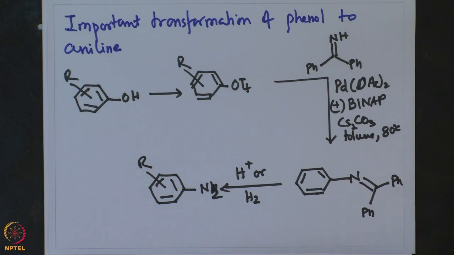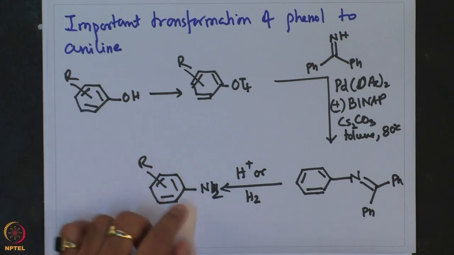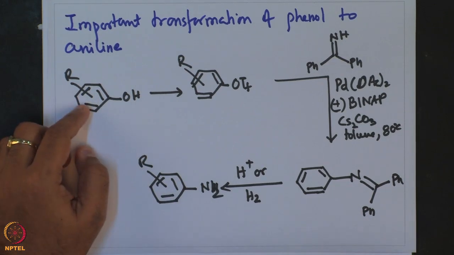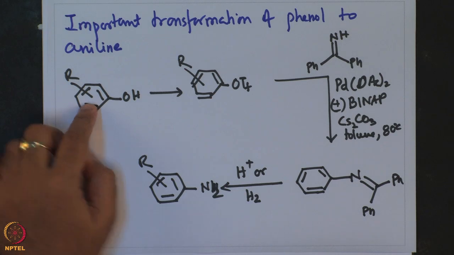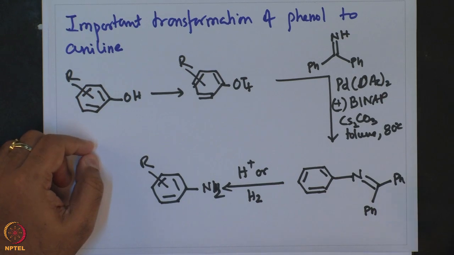So, this was also reported by Buchwald in 1997. So, this is a beautiful process in which substituted phenols are converted to amines, and in the first step the substituted phenols are converted to triflate, and then the triflate is subjected to this amination reaction using benzophenone imine with palladium acetate, BINAP, cesium carbonate, toluene to give the corresponding C-N coupled product, which can finally be hydrogenated to give the corresponding amines.